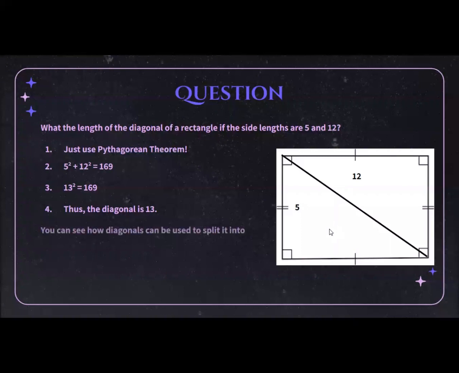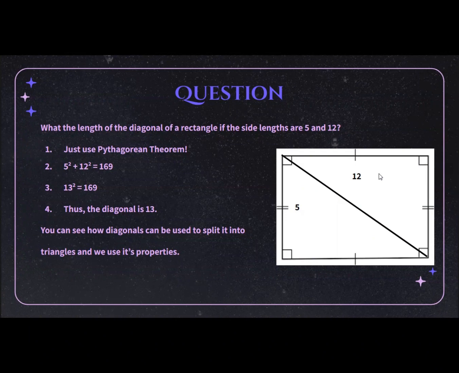So now we can see how a diagonal can be used to split the rectangle into triangles, and how we use the Pythagorean theorem, which is a triangle property, to find something from a quadrilateral. Math is always fundamentally linked, which is pretty interesting. From pre-algebra all the way to calculus, you'll use the same properties, and this is just one example. You can use triangle properties to solve quadrilaterals. Pretty simple.